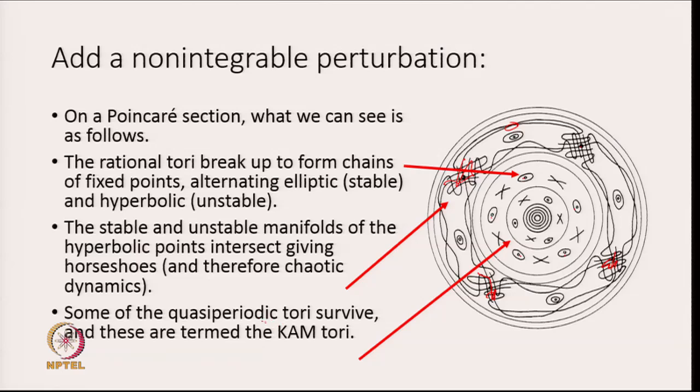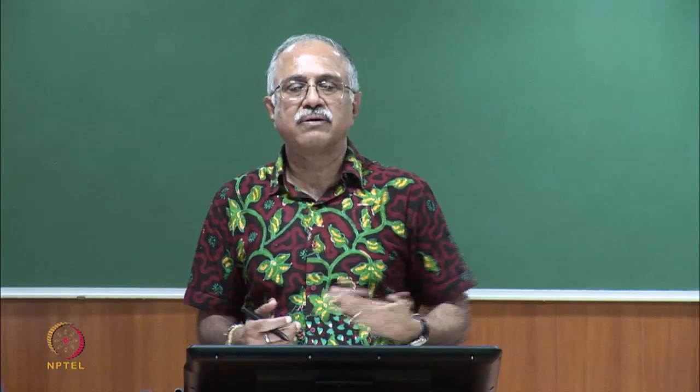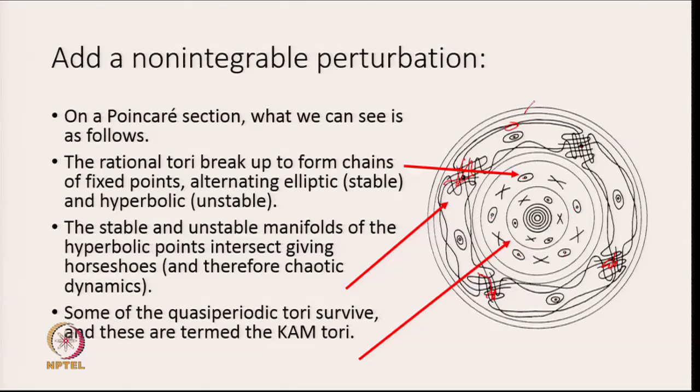Some of the quasi-periodic tori are surviving, and these are the solid curves that you see over here. Recall that this is the Poincare section of the flow from the 4-dimensional system to the 3-dimensional energy shell, and this is a slice across the 3-dimensional energy shell. The tori that survive are often termed KAM tori.